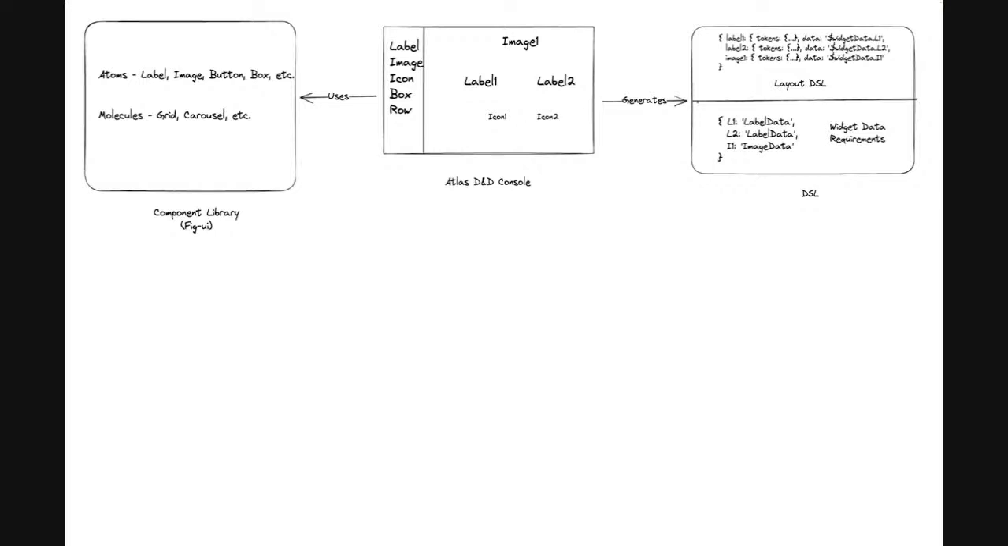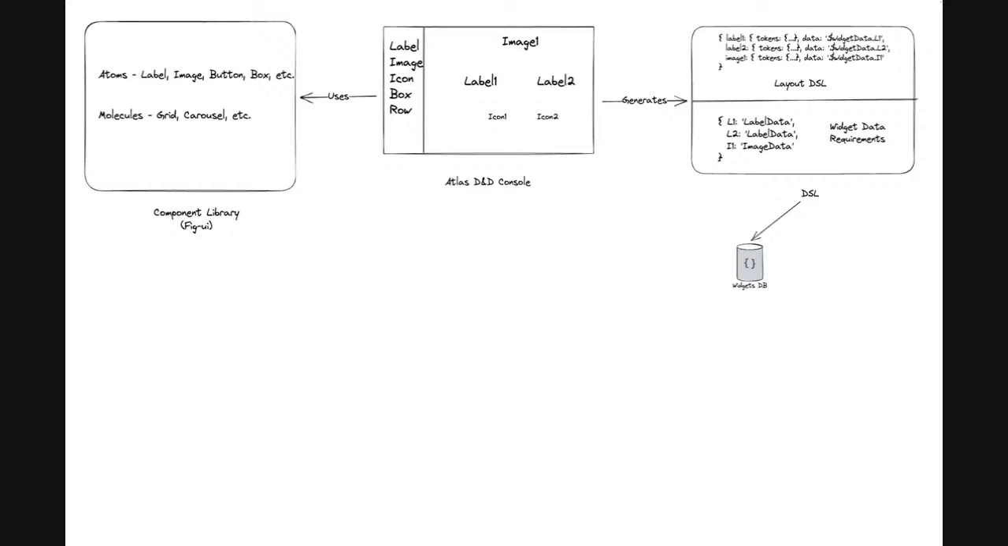Within the DSL, as you can see here, we are saying that label one needs data to be filled for a label, which is the label data, a data model which clients and the backend share. So the backend knows it has to fill in the data for a label, and so on for the image. We have an image data model. Now this DSL is saved to a widgets DB, which you can assume is a service which stores all of this DSL and the data requirements for the layouts.